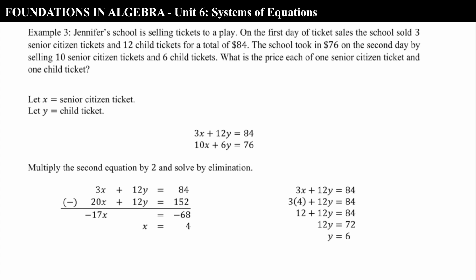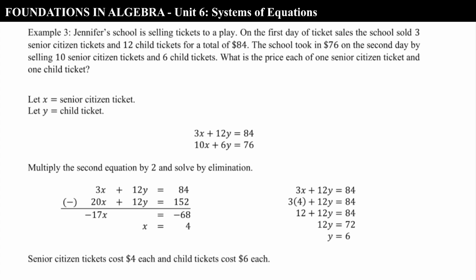So now, it is important to use a word answer, because if your question is, what is the price of each of one senior citizen ticket and one child ticket? And your answer is x equals 4, y equals 6. That does not make sense. It does not answer the question. x equals 4, great. What does that mean? I have no idea what that means. For what? What is x? Okay, so you've got to put it in terms of what you're being asked. You have to give a word answer.